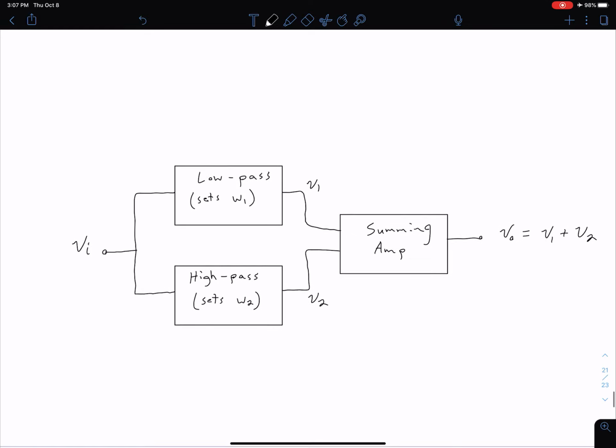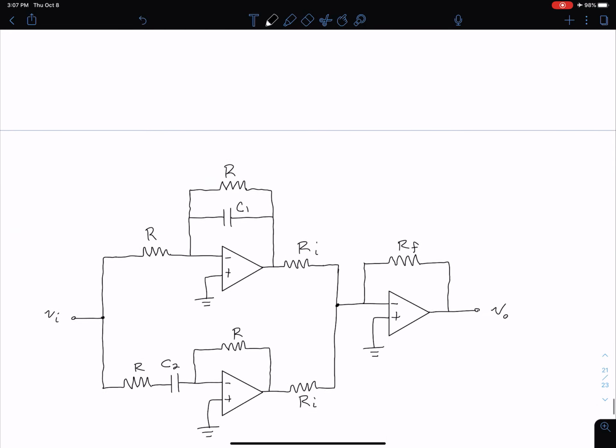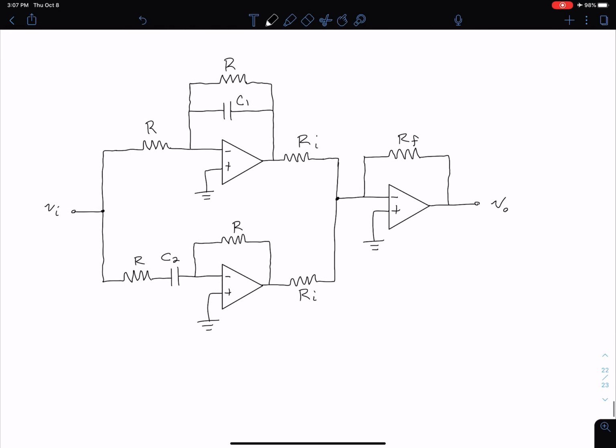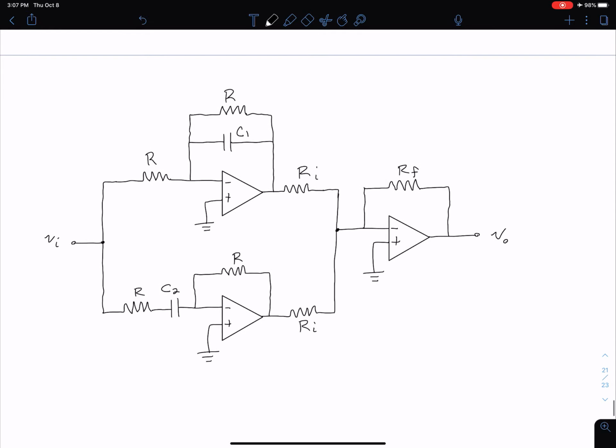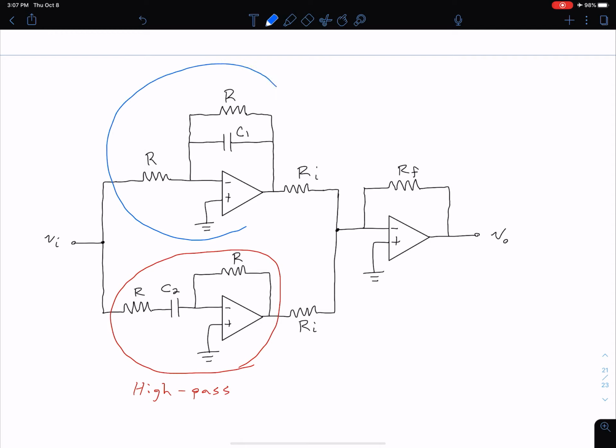So let's see how we can do that using our basic low pass and high pass active filters that we have discussed before. Here is a circuit realization of that block diagram. Again, we have three key components that we can look at. Down here in the bottom, we have our high pass, and this is high pass because we have that capacitor in our input impedance. Up here in the top, we have our low pass configuration because our capacitance is in the feedback network. So this is low pass.